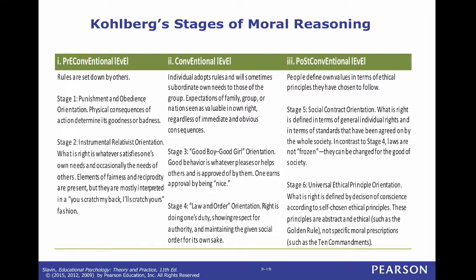Stage 4 is a law and order orientation. What is right is doing one's duty, showing respect for authority, and maintaining the given social order for its own sake. So this is, you follow the rules. You wouldn't do something because it's against the law, even if it's a stupid law.